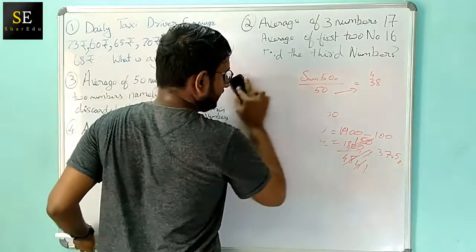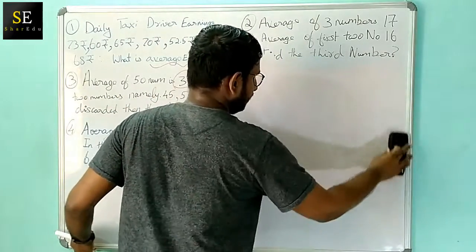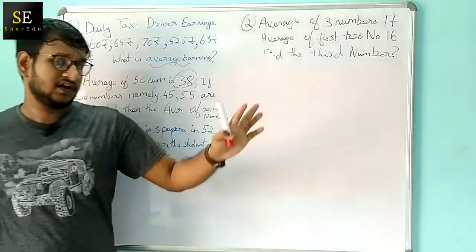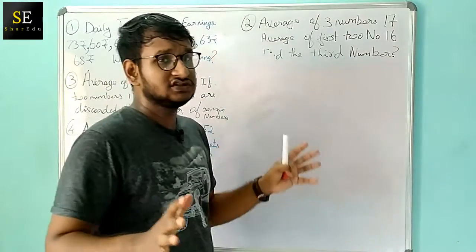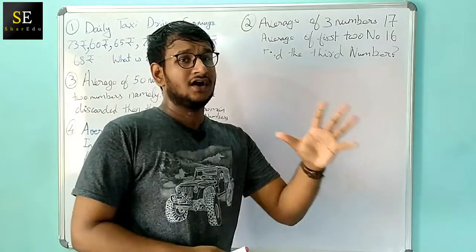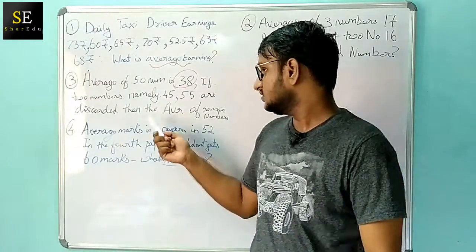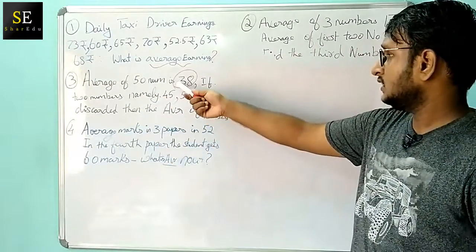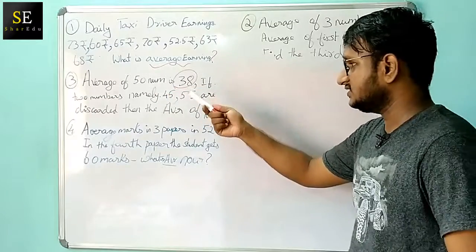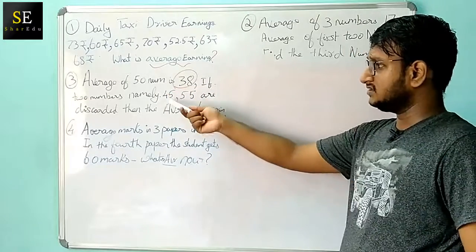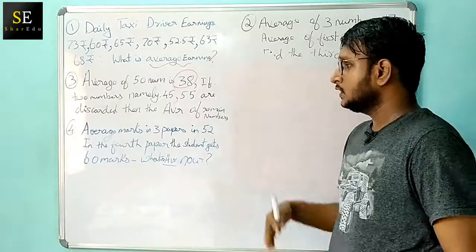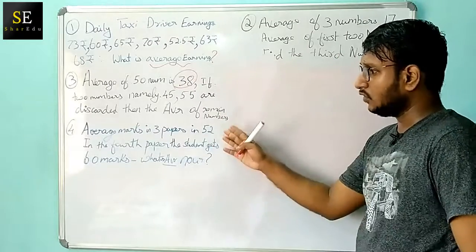Okay, I hope you can feel the difference. You can feel the difficulty level. First we started with the simple question where they straightforwardly asked what is the average. Then we saw a question where they gave the 50 numbers' average and asked us to find the remaining average by subtracting these two numbers. So this is the third question. Come on, let's move on to the fourth question.